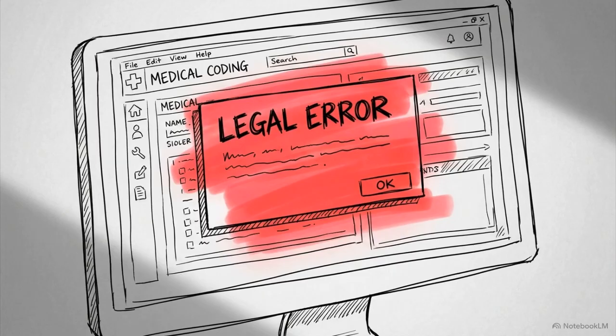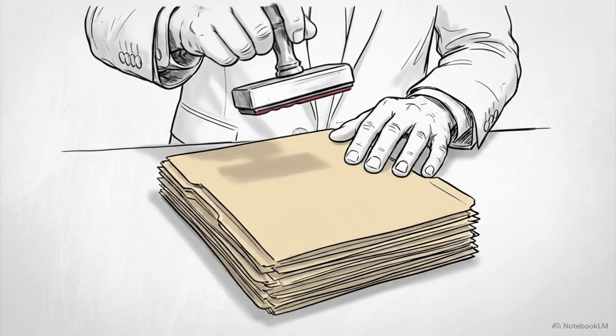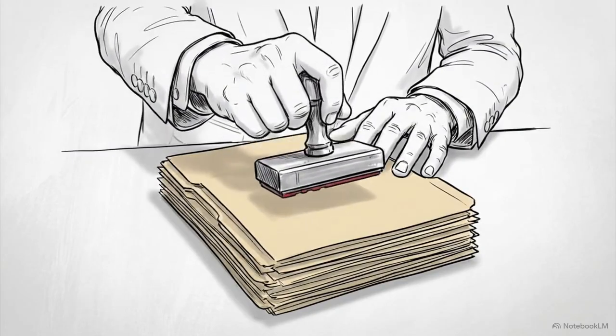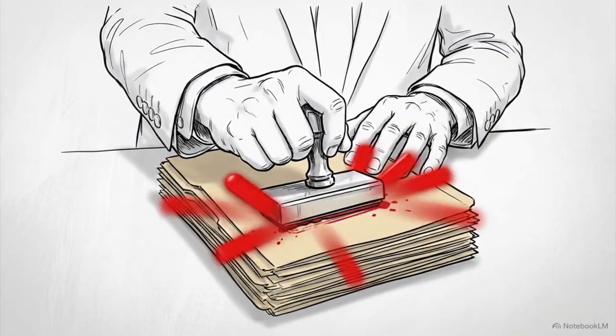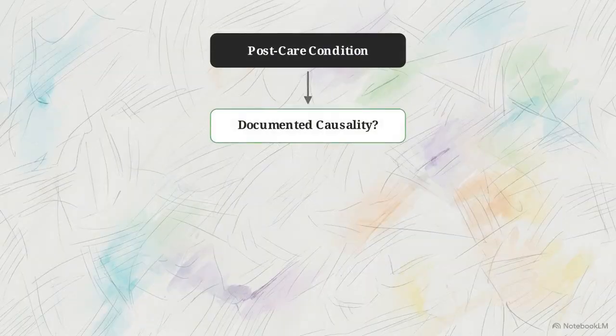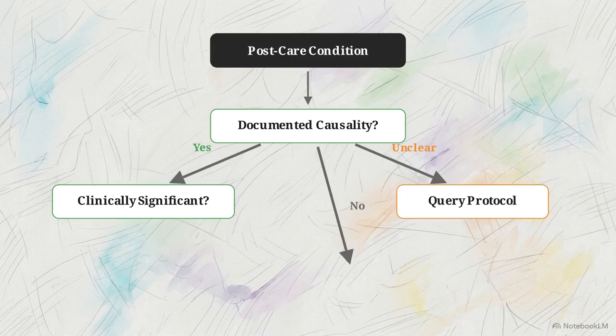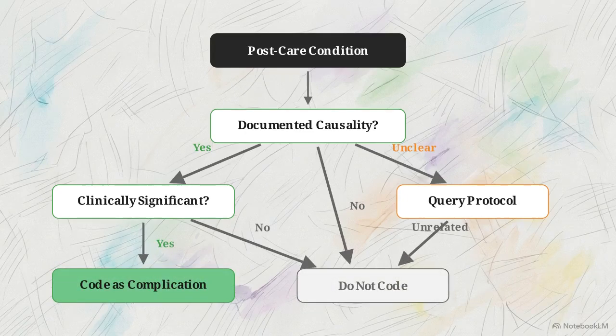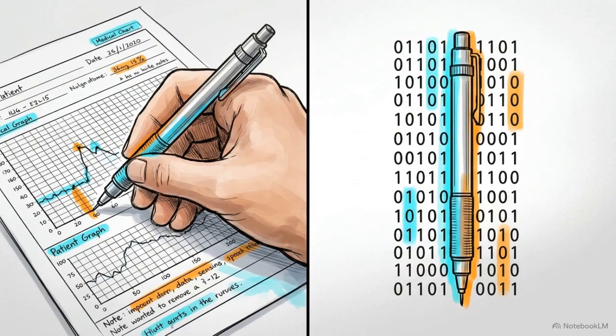When a coder documents a routine post-operative event as a surgical complication, they create a legal record of a medical error that did not occur. This discrepancy is what auditors look for. It triggers reporting errors and creates severe compliance risks for the entire facility. To eliminate this risk, we will map out a decision matrix based on the logic of the guideline to evaluate any post-care condition.